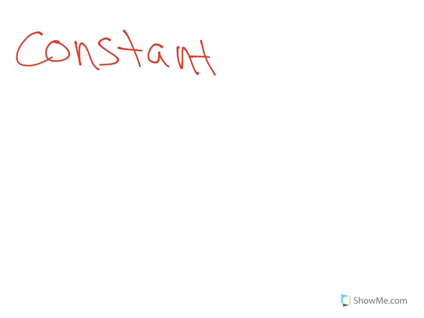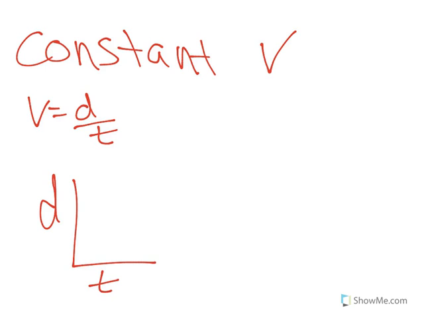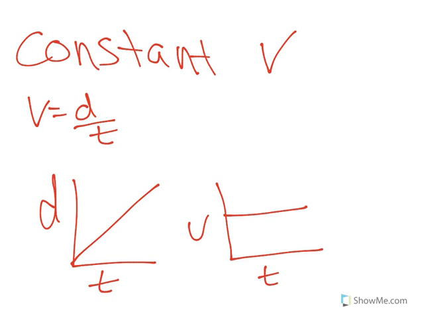Alright, the last thing we need to know about speed and velocity is if it is going at a constant speed. So if something is moving at a constant v, there's a couple of things we need to know. First of all, the formula associated with it is v is equal to d divided by t. And the second thing is that the graph of distance versus time will look linear. It'll be a straight line. And the graph of velocity versus time will be a horizontal line.